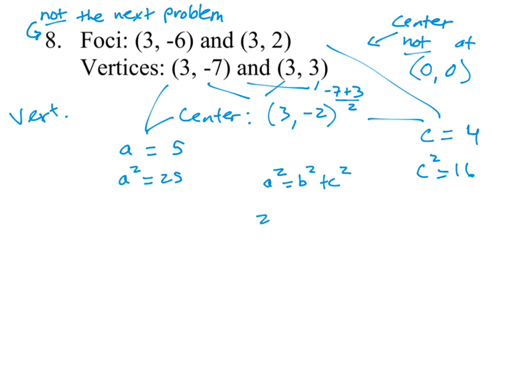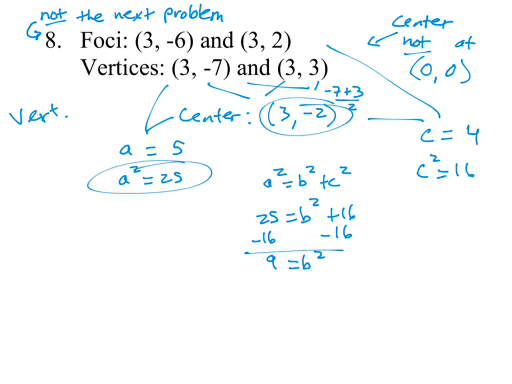So let's plug in 25 and 16, and you can subtract your 16. And now we're looking at 9 is b squared. Sorry, I said the square root of 9 is 9, and that's not right. B squared is 9. That's the number we need. Sorry about that. So now we have our center, we have our a squared, we have our b squared.